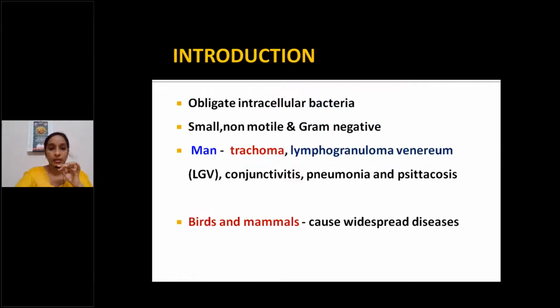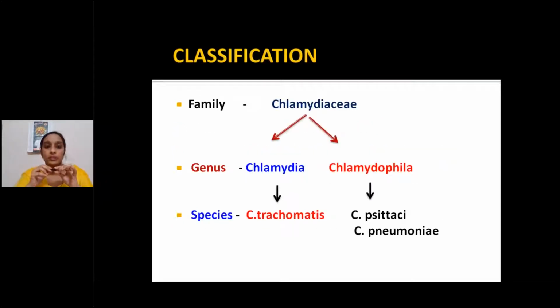Next, coming to classification. Family Chlamydiaceae previously contained a single genus, Chlamydia. Then recently they added another genus, Chlamydophila. Chlamydia contains a single important human pathogenic species, that is Chlamydia trachomatis, and Chlamydophila contains two important human pathogens. One is Chlamydophila psittaci and the second one is Chlamydophila pneumoniae.